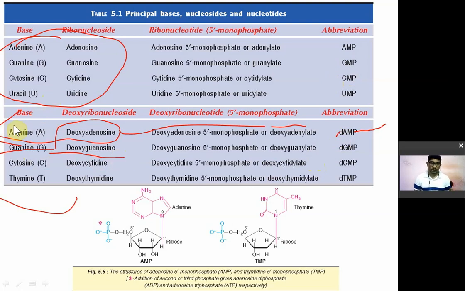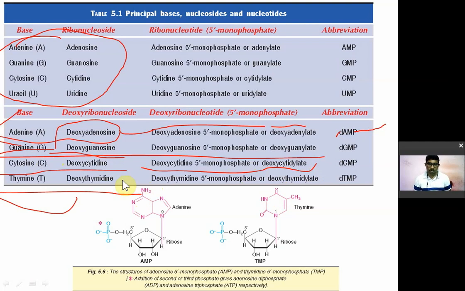Deoxyguanosine, that is a kind of deoxyribonucleoside. Now nucleotide, तीसरा कंपोनेंट ऐड होगा, that is a deoxyguanosine 5' monophosphate or deoxyguanylate. dGMP is the abbreviation. Now cytosine, that will form a deoxyribonucleoside deoxycytidine. Deoxycytidine monophosphate or deoxycytidylate, that is dCMP.